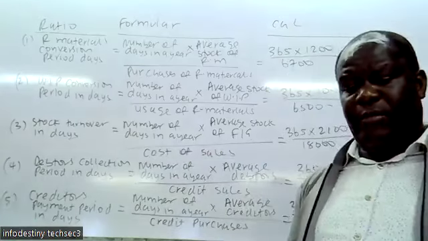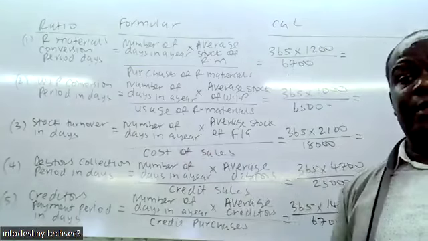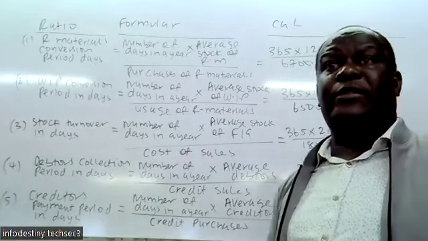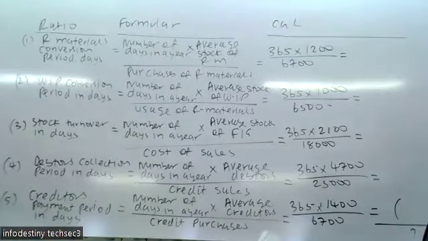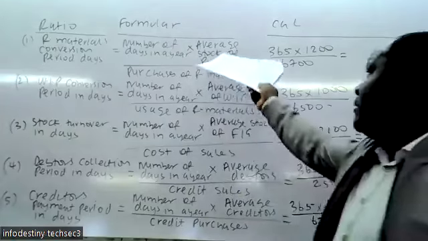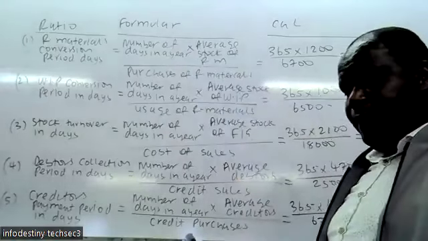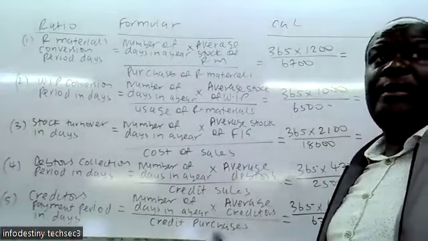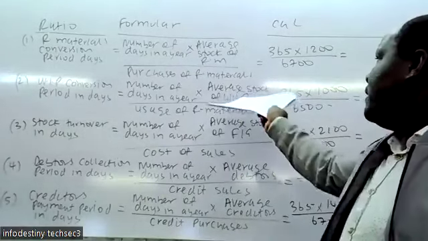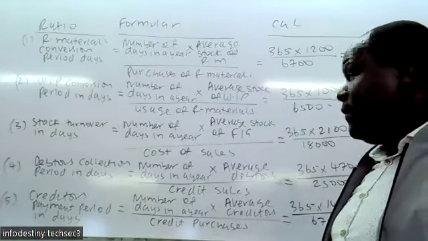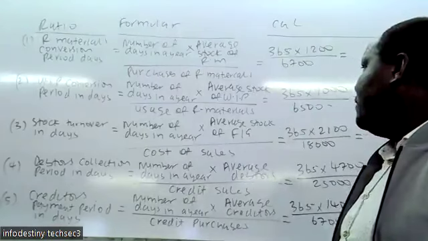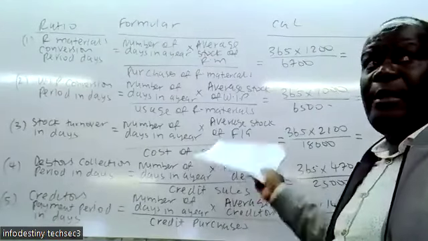Then value of the average stock maintained. One of them is the raw materials. So you can see raw materials, the average stock for the raw materials, we use it up there. They have also given you work in progress. Average work in progress, we use it there. They were also able to give you average stock for the finished goods. So finished goods, there is this figure that you should be applying.